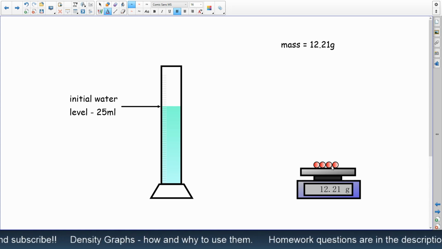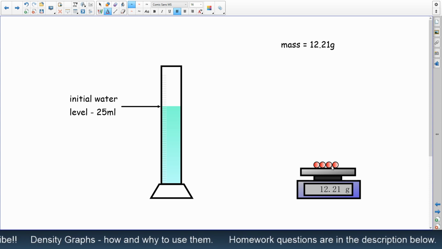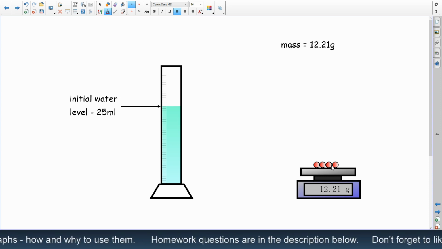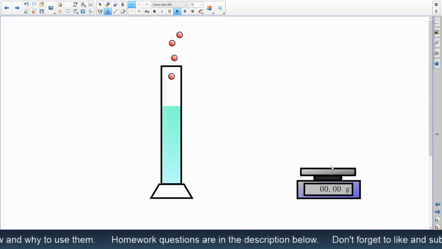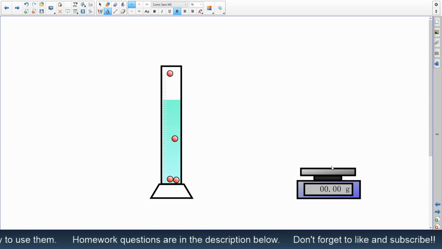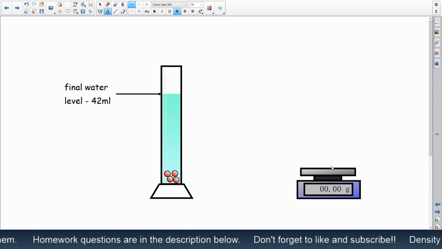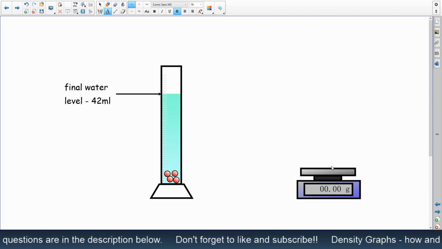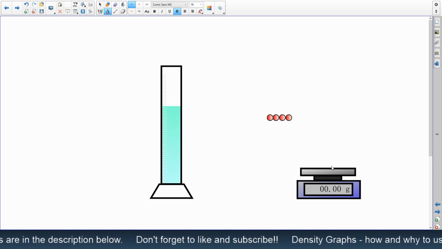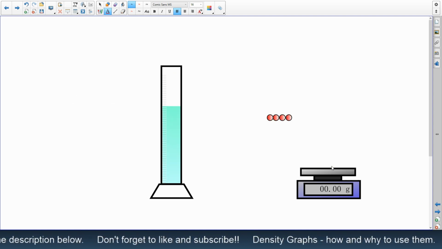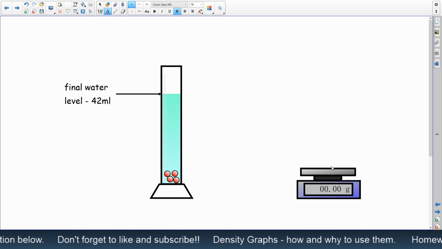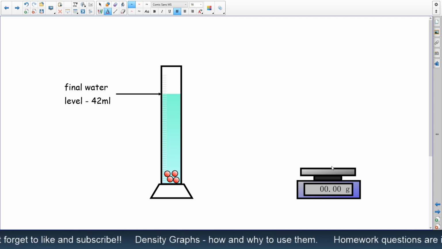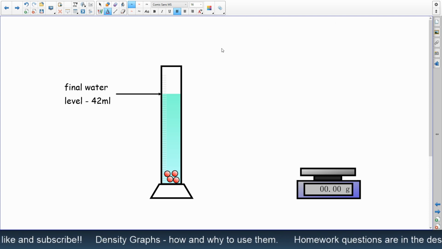Now, if these things sink in water or in any form of liquid, we can use the displacement method. We can take our little objects, move them through the air and plonk them into some liquid. And what will happen is that our liquid level will rise up. Our liquid level started at 25 milliliters and has gone up to 42 milliliters. So the difference between 25 and 42 is 17 milliliters.